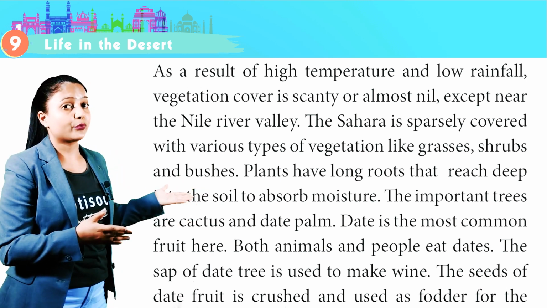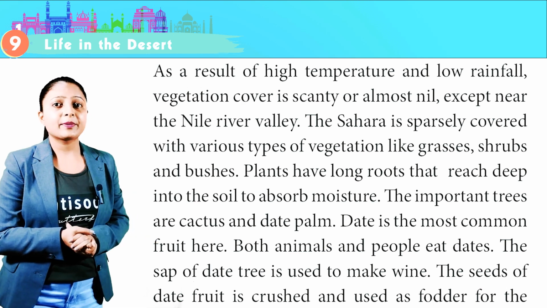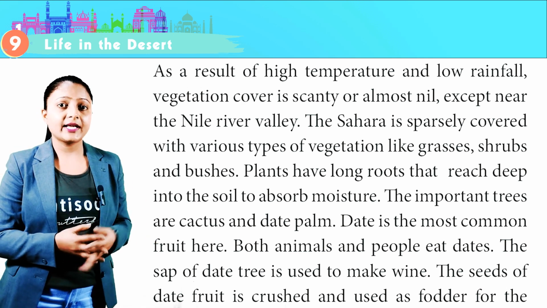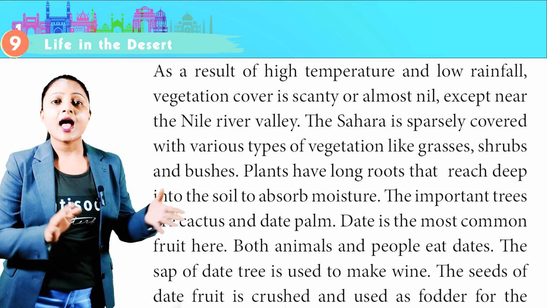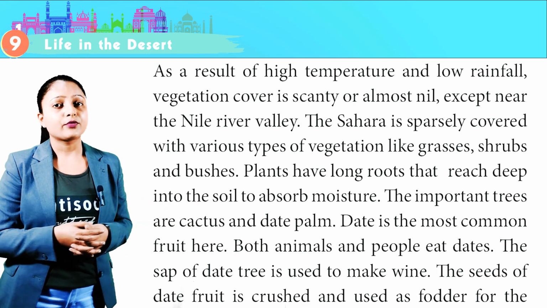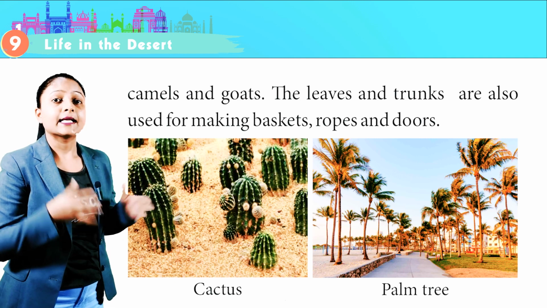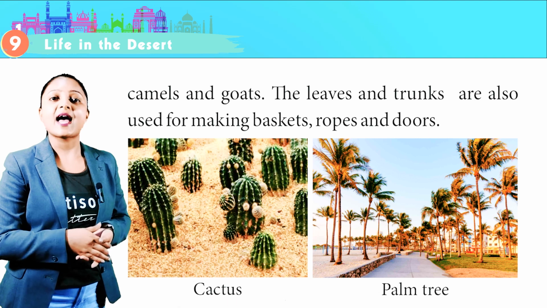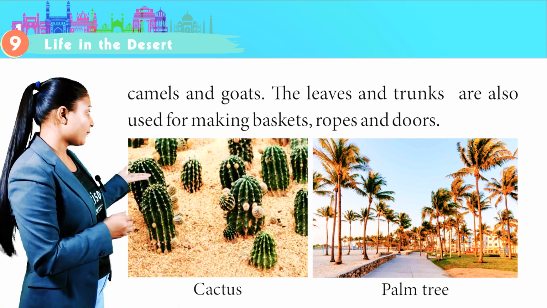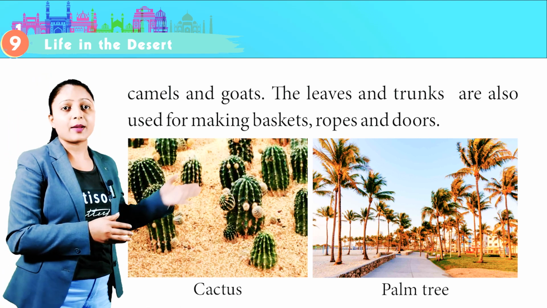Date is the most common fruit here. Both animals and people eat dates. The sap of date tree is used to make wine. The seeds of date fruit are crushed and used as fodder for the camels and goats. The leaves and the trunks are also used for making baskets, ropes, and doors. This is the image of cactus. This is the image of palm tree.